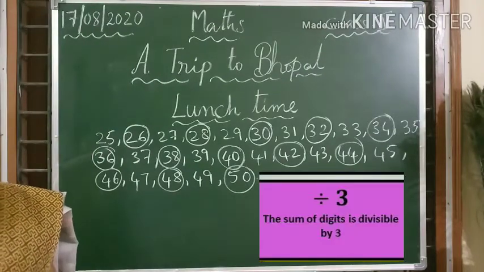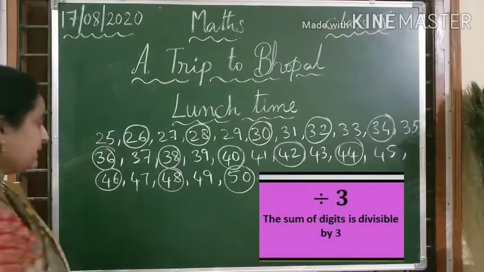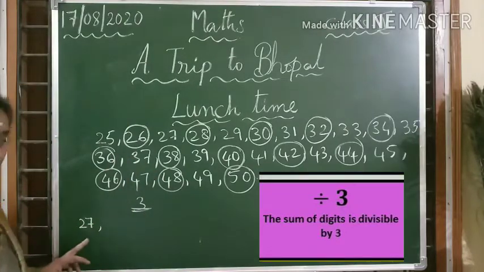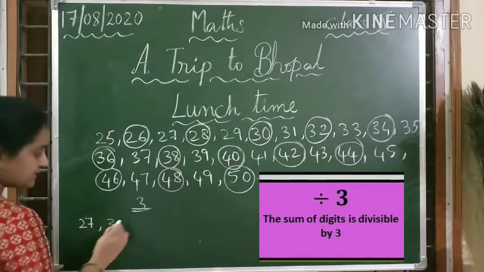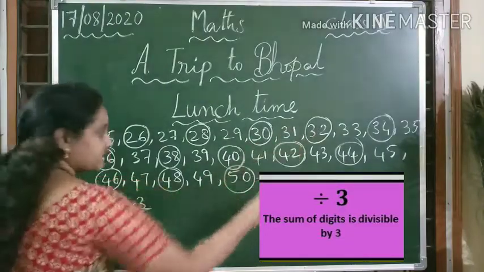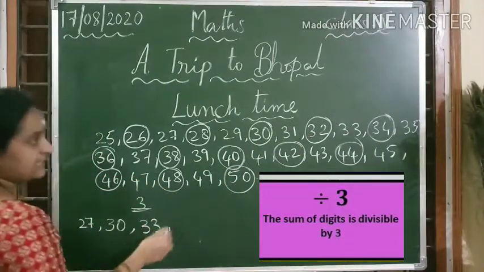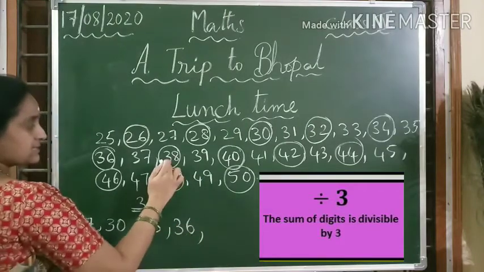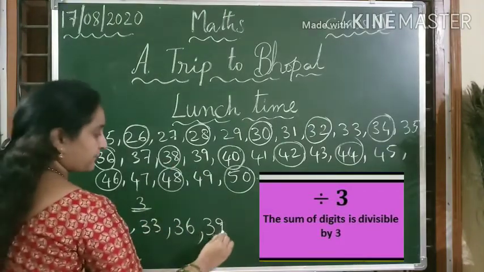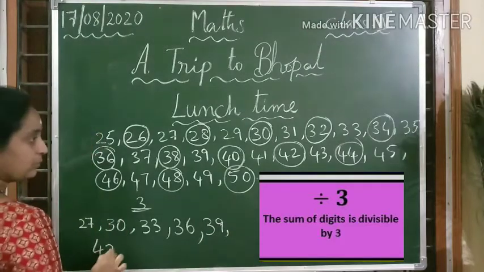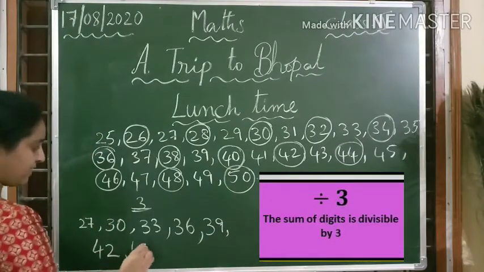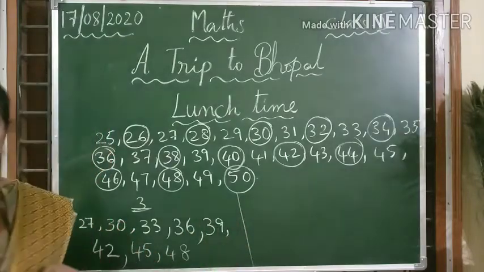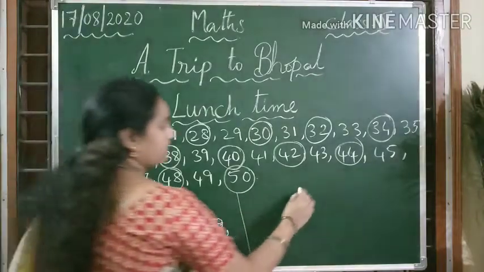Now let us see which numbers are divisible by 3. So 27. Next 30, 3 10s are 30, we know that. Next 33, 3 11s are 33. Next 36. Next 39, 42, 45, 48.